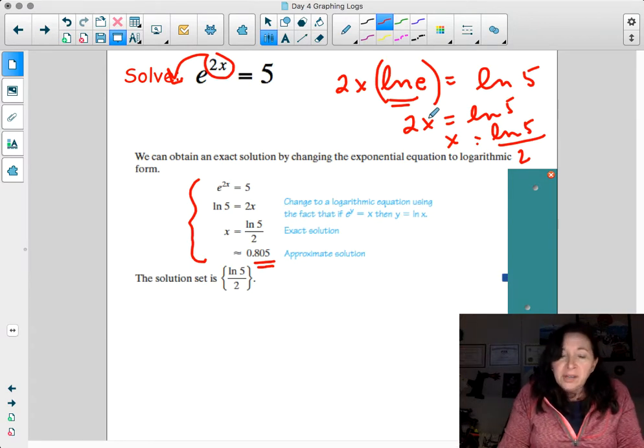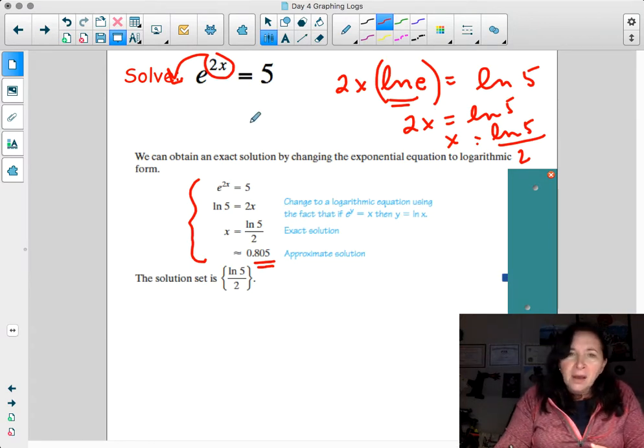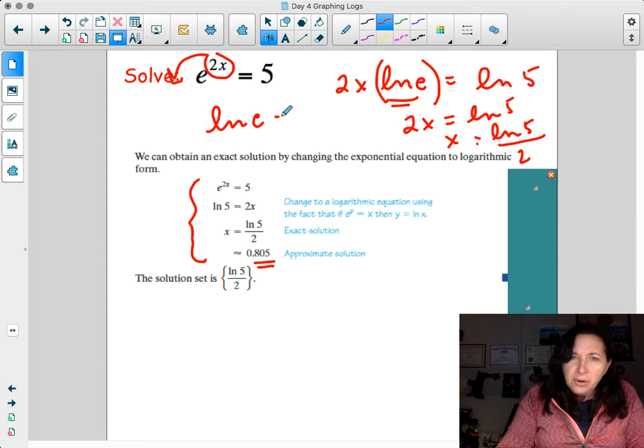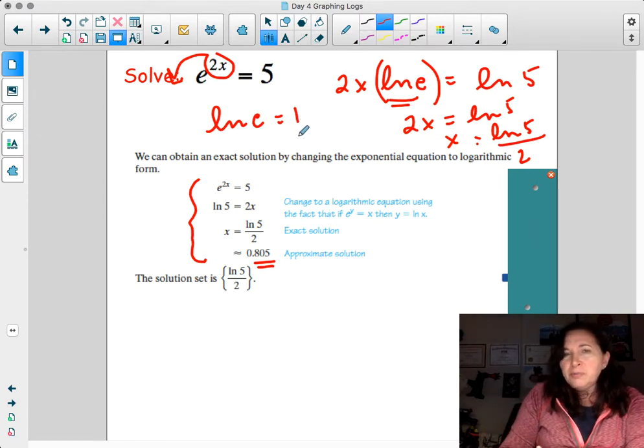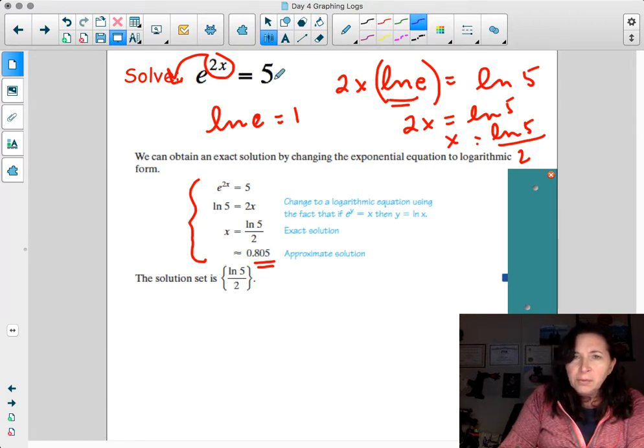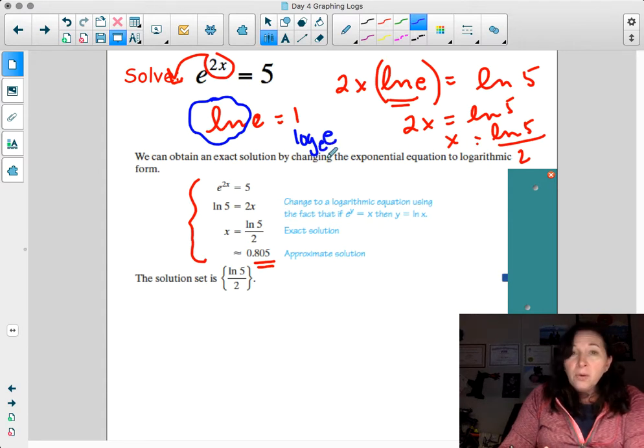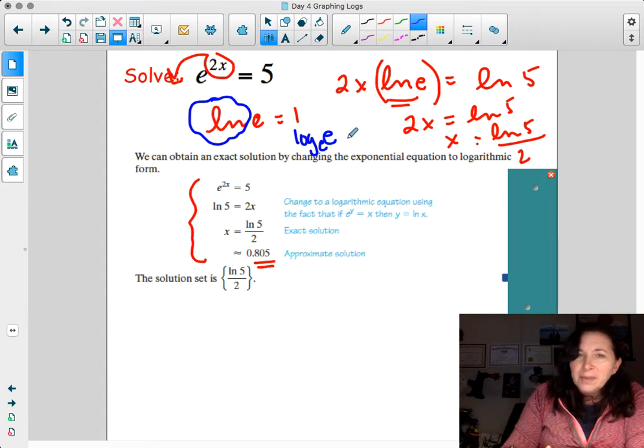Where did the ln of e go? Well, ln of e, maybe in your notes somewhere you could write that down, that's equal to 1. And I could explain that a little bit even better than just saying that. Well, remember what ln represents. Ln is the same thing as saying log base e of e. Well, remember when these are the same value? That's 1.